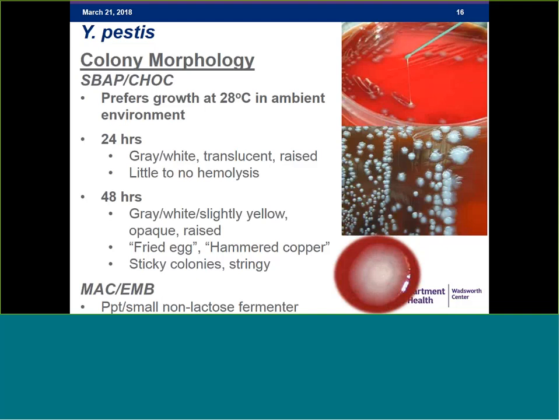Growth can first be observed on blood agar after 24 hours of incubation as pinpoint to small, gray-white, translucent colonies with little or no hemolysis. Small pinpoint non-lactose fermenting colonies may be visible on MacConkey after 24 hours as well, but may take longer than that to show up. At 48 hours, gray-white, slightly yellow, opaque colonies can be seen on blood agar. The colonies are pretty sticky or stringy, and they usually have a characteristic fried egg or hammered copper appearance.